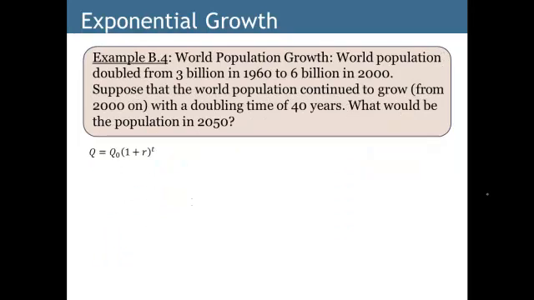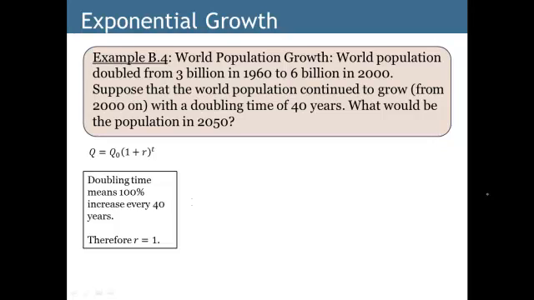All right, let's try another. Okay, let's look at this example. The world population doubled from 3 billion in 1960 to 6 billion in 2000. Keyword there, doubled. That's a times 2. That's a multiplication, so you should think exponential. Suppose that the world population continued to grow from the year 2000 on, with a doubling time of 40 years. What would the population be in 2050?